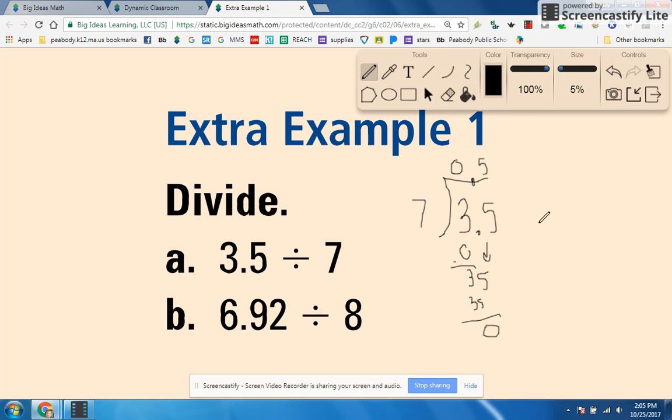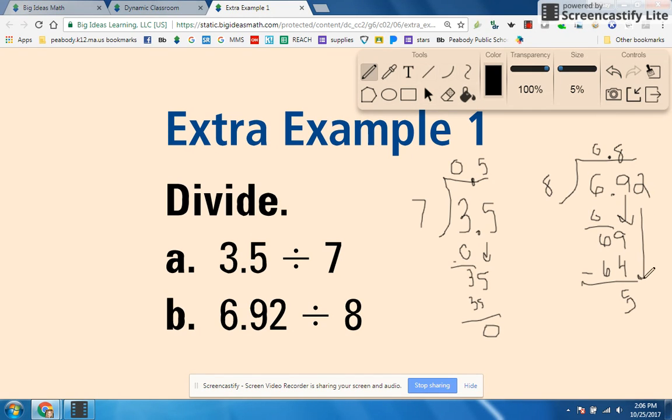All right, for the next one. First number goes on the inside every time. So 6.92 is going to be my dividend. My divisor, the second number, is 8. Bring the decimal point straight up. Divide like normal. 8 goes into 6 0 times. Subtract, I get 6. Bring down the next digit. 8 can fit into 69 8 times, because 8 times 8 is 64. So I'll put the 64. Subtract, I get 5. Bring down the next digit.